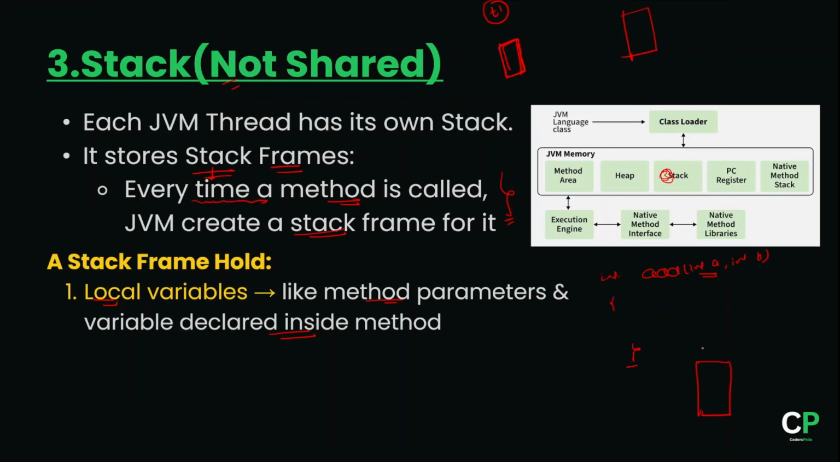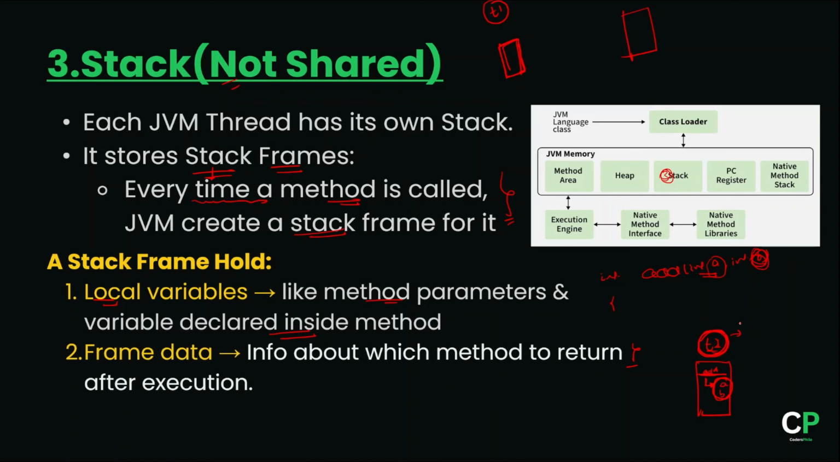In the stack for thread t1, when a method is called, the add stack frame will be pushed into the stack, and in it there are local variables and parameters. Here a and b are the parameters. These a and b will be stored in this stack frame, and this is unique per thread. It is not shared among the threads. So the stack frame stores the local variables and the frame data, like info about which method to return to after execution.